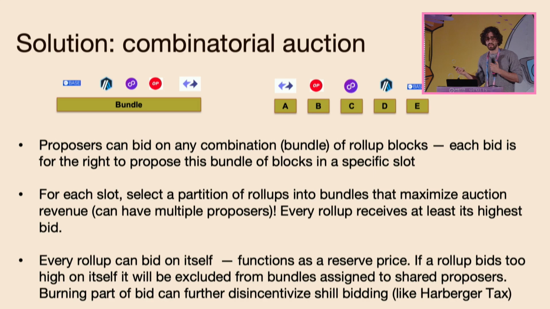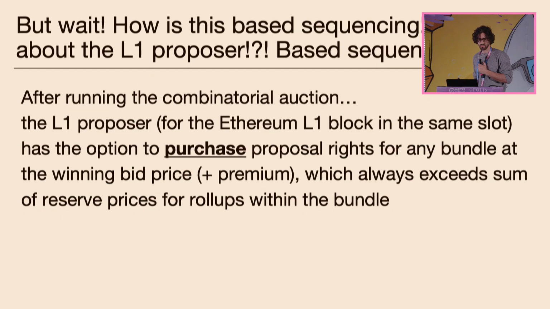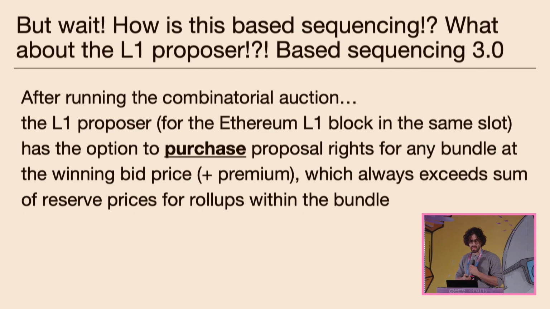If it bids too high, it will be excluded from bundles that are assigned to shared proposers. Now, burning part of this bid can also further disincentivize what's called shill bidding, where they're bidding too high, and that's reducing the efficiency of the overall allocation. And this is similar to what's called a harbinger tax. But wait, how is this base sequencing? Right, I said that base sequencing gives the right to the L1 proposer to produce the next block, not only for the L1, but for all rollups. So where does this auction come in, right? What the hell is this auction? What about the L1 proposer? Well, this can also be a version of base sequencing.